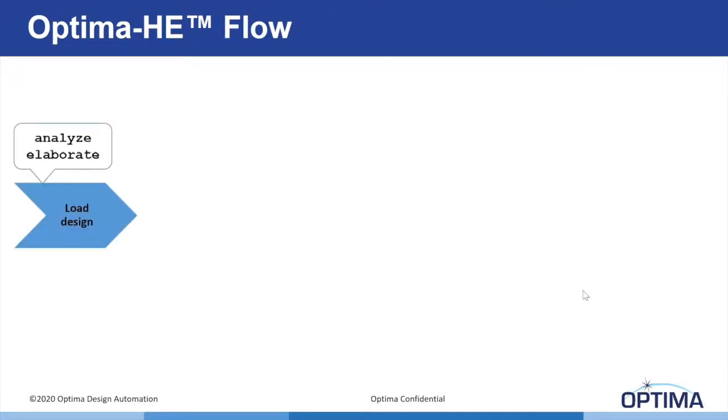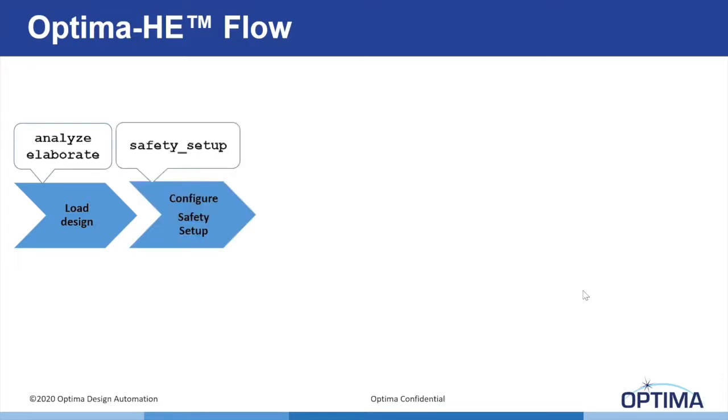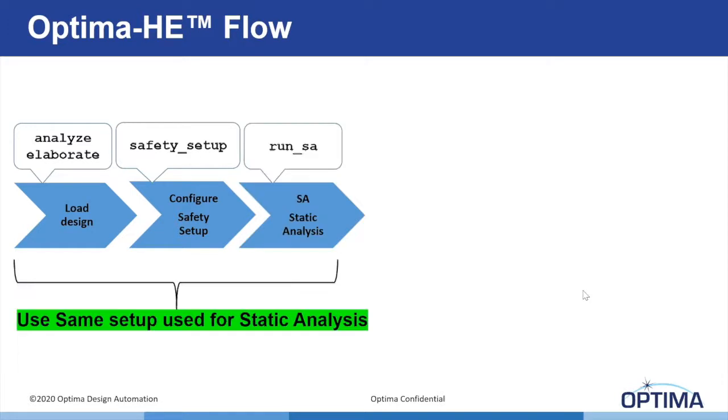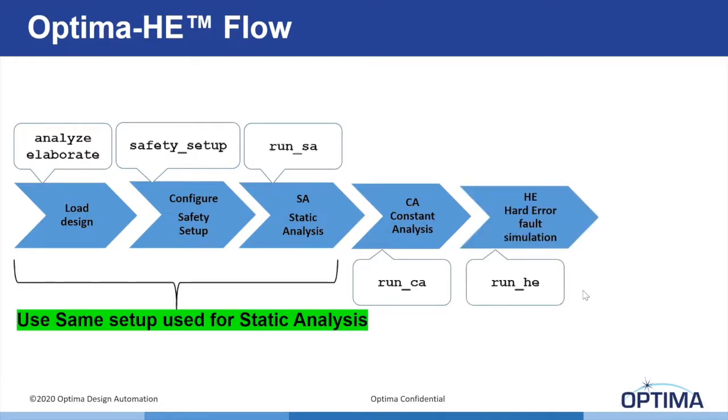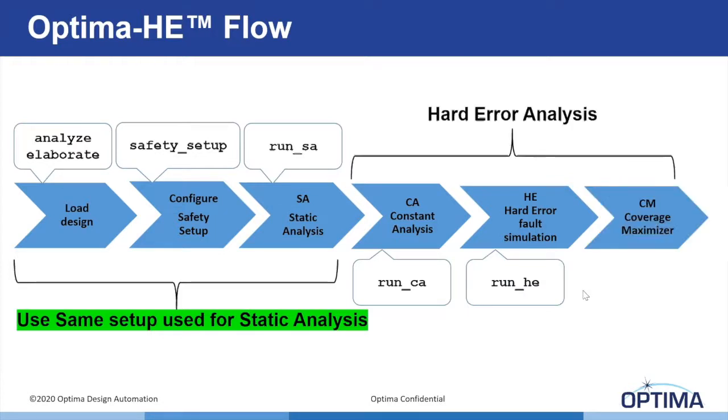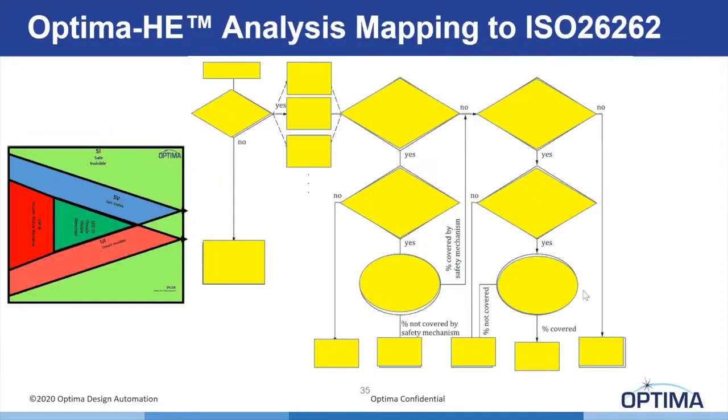What is the Optima HE flow? Load the design, with commands used for analyze and elaborate. Configure the safety setup; safety setup is the command. And run SEA, that is the static analysis. We are using the same setup as we did with the static analysis. Followed by constant analysis; run CA is the command. Hard error fault simulation; run HE is the command. And coverage maximizer to identify the coverage holes. These three form a part of hard error analysis: CA, constant analysis; HE, hard error analysis; and CM, the coverage maximizer. So if you see here, there are only a few commands to be used, and most of the setup is being reused from the static analysis phase.